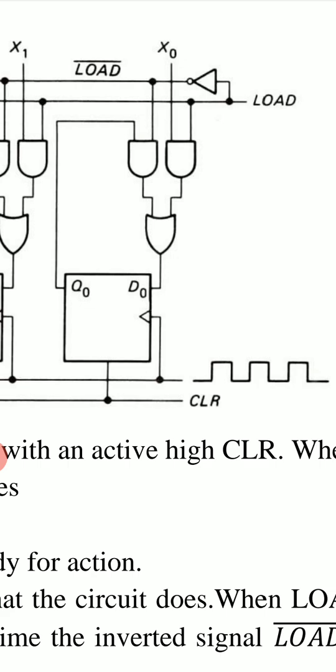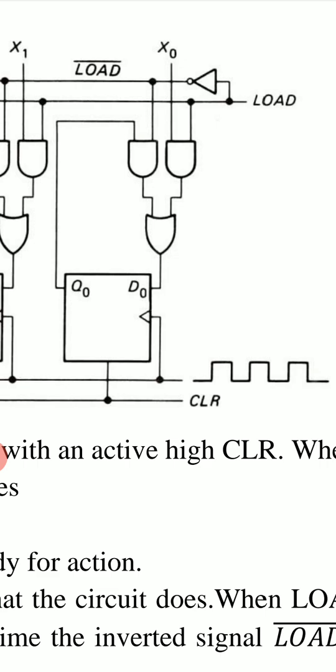And if load is low, then load bar is high, then the left AND gate will be active because load bar is high. So the left AND gate will transmit this output bit Q0 to D0, and this D0 becomes equal to Q0. So this is the working of control signal load with load bar.